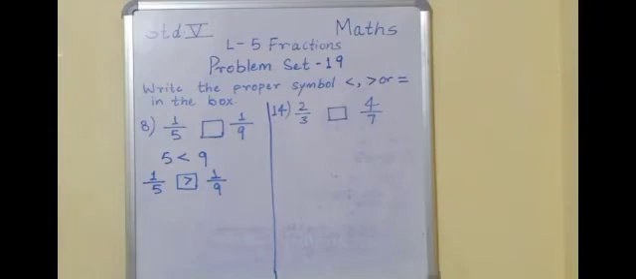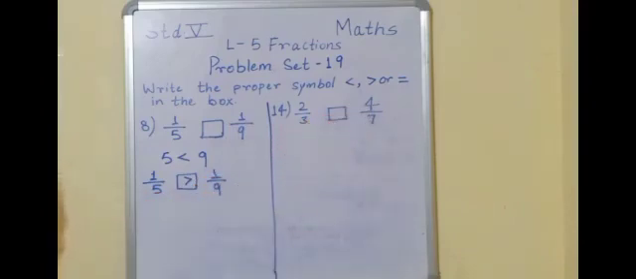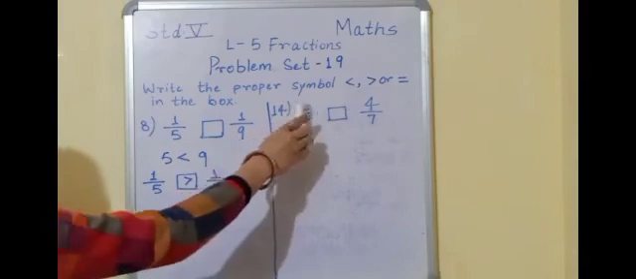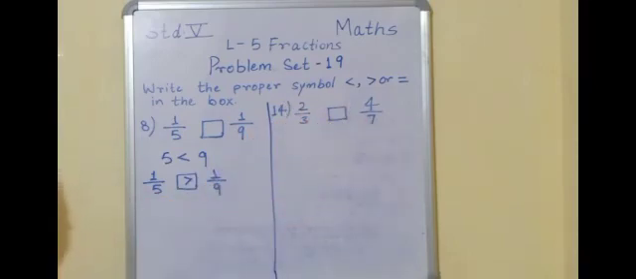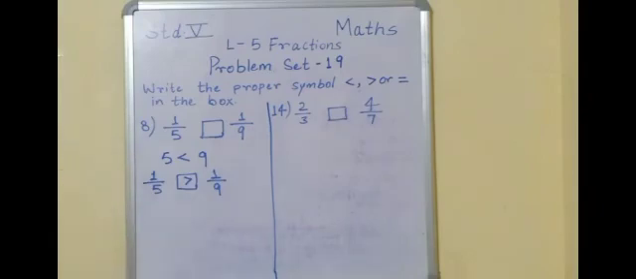Now come to the 14th part, 2 by 3 and 4 by 7. The denominators are different. So these are unlike fractions. Also the numerators are not same. So we have to convert these fractions into like fractions to compare them. For that, we have to find out a common multiple of 3 and 7. If you know the tables of 3 and 7, 21 is the common multiple of 3 and 7.